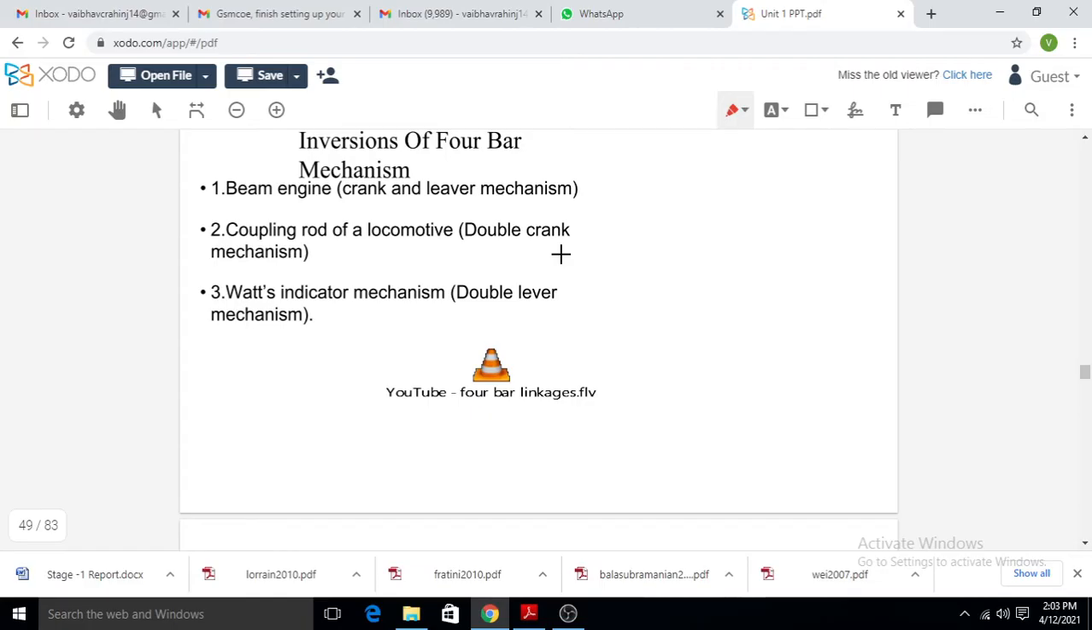There are inversions of the 4-bar chain mechanism. What is meant by inversion? Inversion is the method of fixing any one link of the mechanism and obtaining a different mechanism. If we consider this 4-bar chain mechanism with link 1, link 2, link 3 and link 4, and we fix any one link and obtain a mechanism, then this method is called the inversion of the mechanism. In a 4-bar chain mechanism, different types of inversion are obtained. So we will see one by one the different types of inversion of the 4-bar chain.